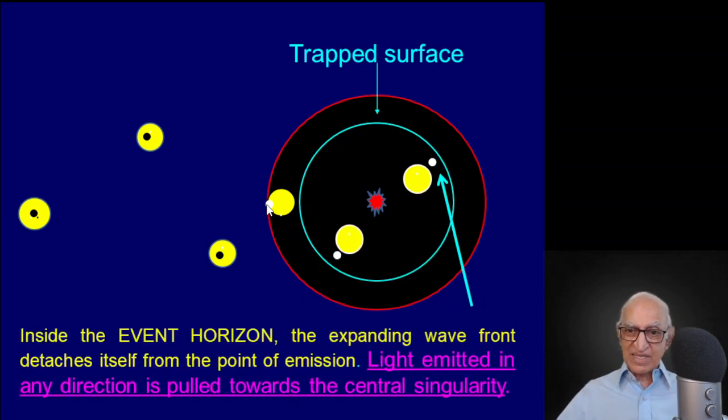Now, if I go further inside the event horizon, the expanding wavefront detaches itself from the point of emission. Here is the point of emission. Here is the expanding wavefront. It has completely detached itself. This surface is known as the trapped surface, named by Roger Penrose. The significance of this trapped surface is the following. Once you are inside the trapped surface, light emitted in any direction is pulled towards the central singularity. So if I am on this blue surface, the trapped surface, even if I emit light with my torchlight pointing outwards, the light will only go in towards the central singularity. That is the essence of the black hole.